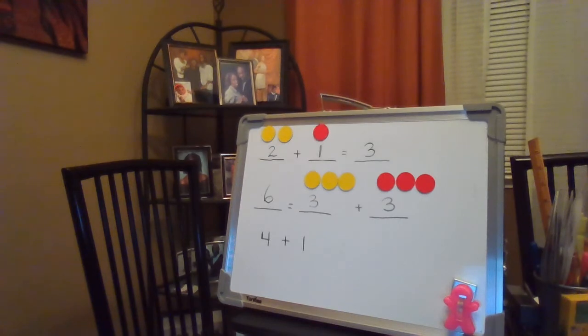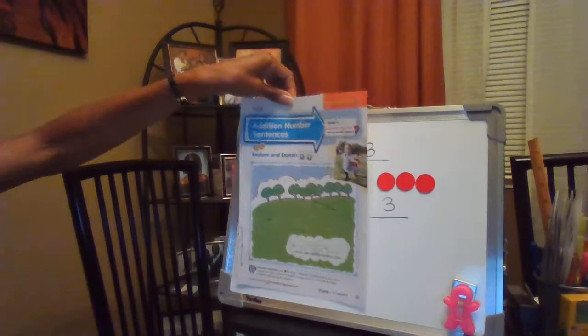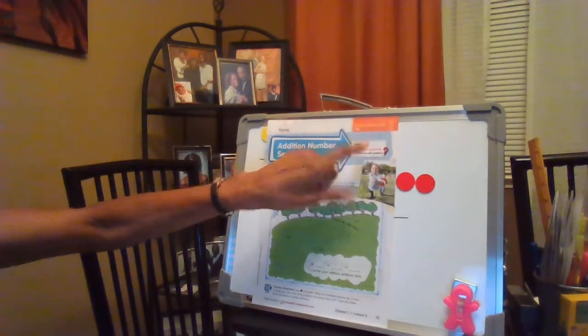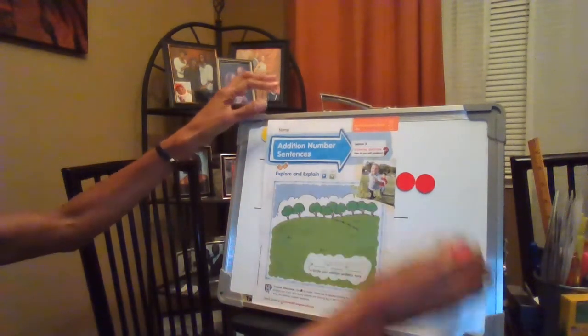Okay, now you're going to grab your worksheet. You're going to go to worksheet, lesson number 3, chapter 1, lesson 3, addition number sentences. Place this here. Okay, remove some of these out of the way.